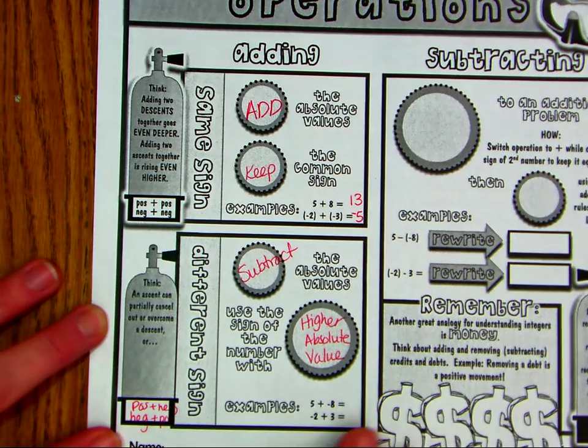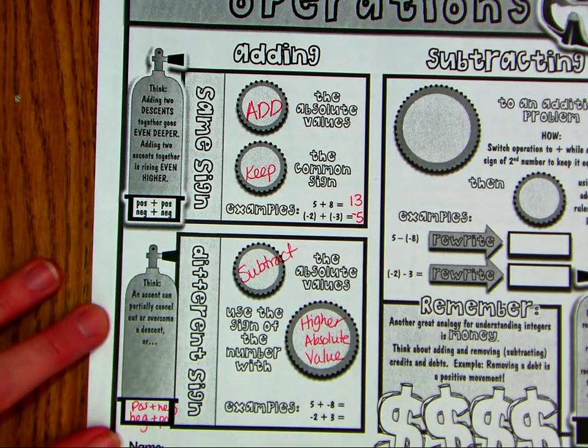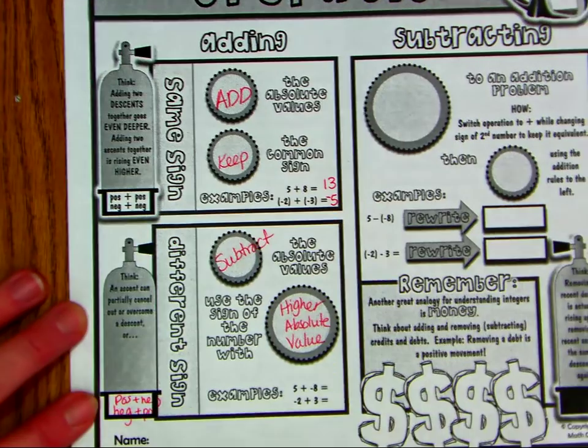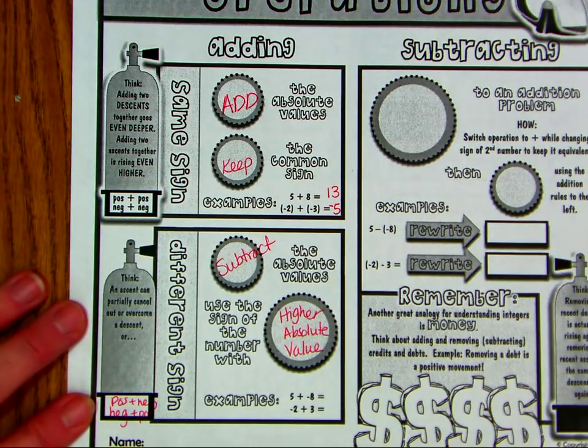An example, 5 plus negative 8. Which one has the greater absolute value? Negative 8. So what's 8 minus 5? 3, but is it going to be a positive or negative? Negative, because negative 8 had the greater absolute value.